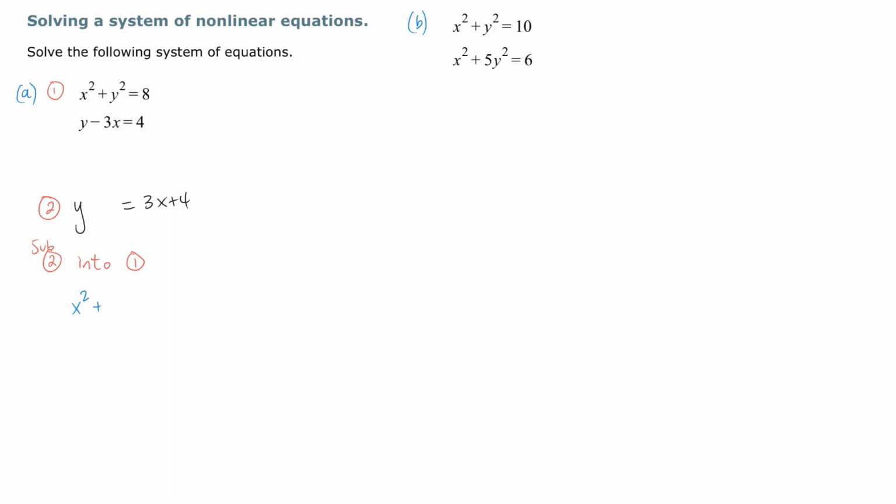x squared plus y. Well, y is going to be in parentheses, and y is going to be 3x plus 4, quantity squared, is equal to 8. And now you could react to this as if it was an algebra problem, as if you have been solving quadratic equations for most of your life. So here we go.